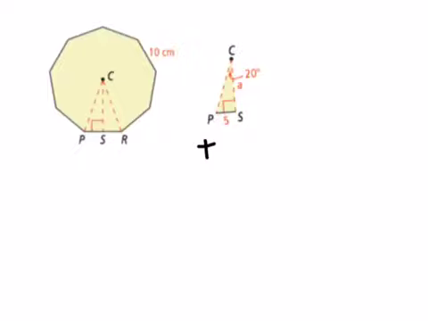So we're going to say tan 20 is equal to 5 over the apothem. Gotta make that a little smaller. Okay, now let's simplify. A is equal to 5 over tan 20.